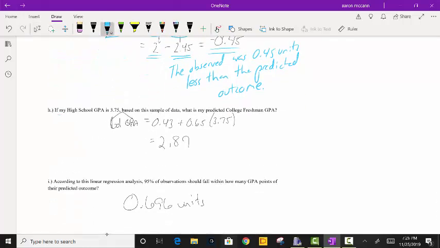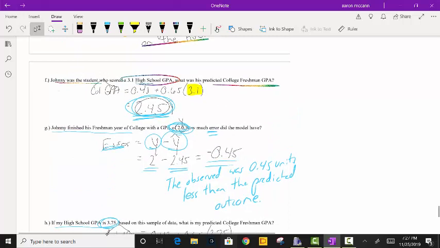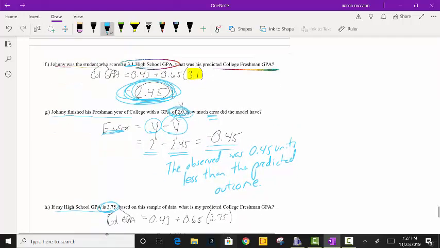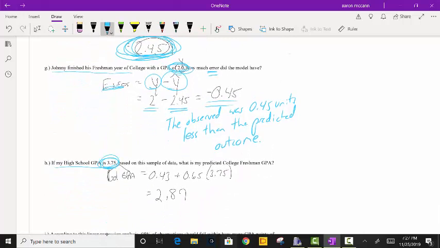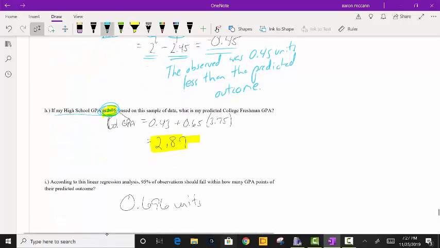And then lastly here, if my high school GPA is 3.75, what's my predicted GPA for college? And so we can see the same thing here. A 3.1 GPA in high school is predicted to have a college GPA of 2.45. If we increase our high school GPA to 3.75, we get a predicted college GPA of 2.87. So we have a predicted chance of doing better in college.